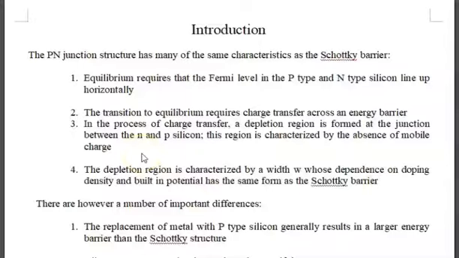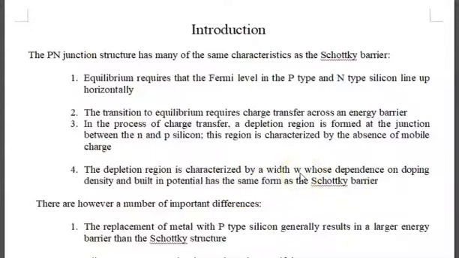So we say it's depleted. It's not completely depleted, but it's much less mobile charge than in the quasi-neutral region of either the N or the p-type. The depletion region is further characterized by a width W, and the magnitude of W is going to depend, just like in the Schottky barrier, on the doping density, and the built-in potential will have the same form as in the Schottky barrier. In fact, the W will have the same form as the W in the Schottky barrier.